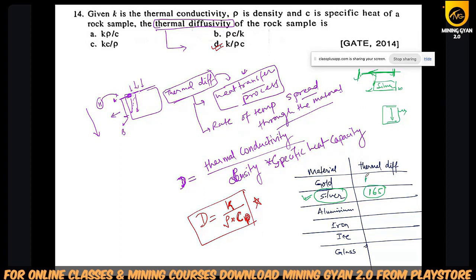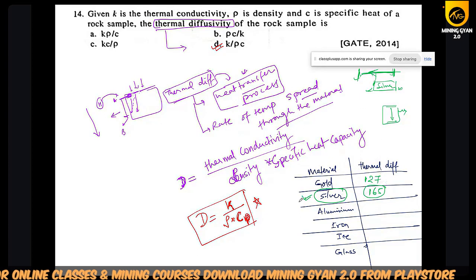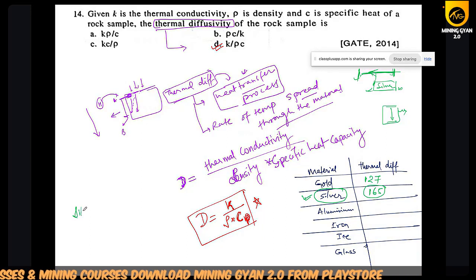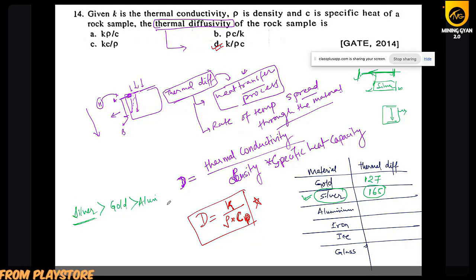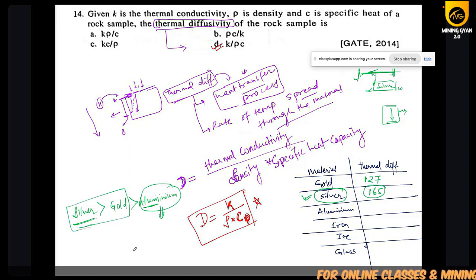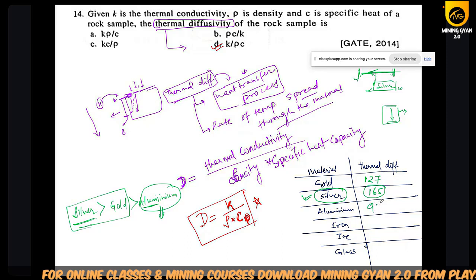Then after silver, which one is next? Gold. So if somebody asks for the highest thermal diffusibility, then silver, then gold, then aluminium. We use aluminium because, compared to silver and gold, the cost of aluminium is very less. So we use aluminium or copper in the wire of electricity. Aluminium thermal diffusibility is 97.